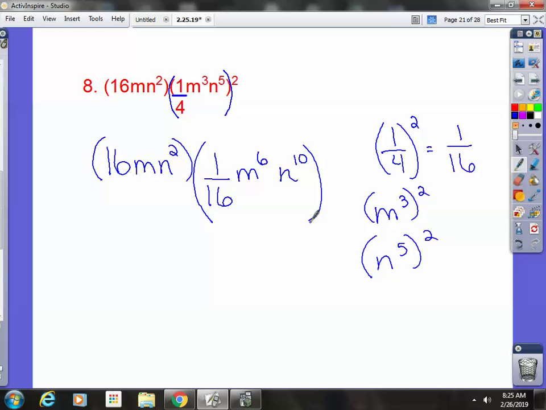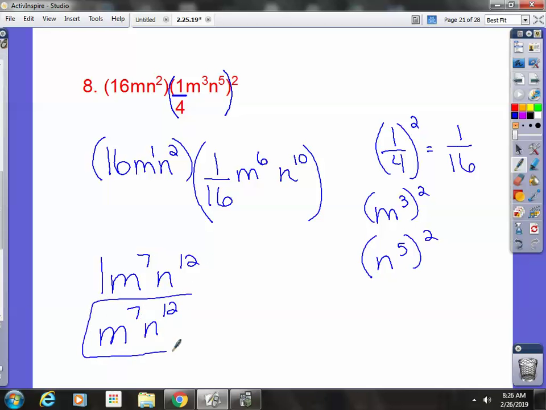What is 16 times 1/16? It's 1. A number times its reciprocal always has a product of 1. What is m times m to the 6th? M to the 7th. That's a 1 there, right? 1 plus 6 is 7. What is n squared times n to the 10th? N to the 12th. 2 plus 10 is 12. And I want you guys to go ahead and rewrite this. Let's put it as m to the 7th, n to the 12th without that 1 in front.